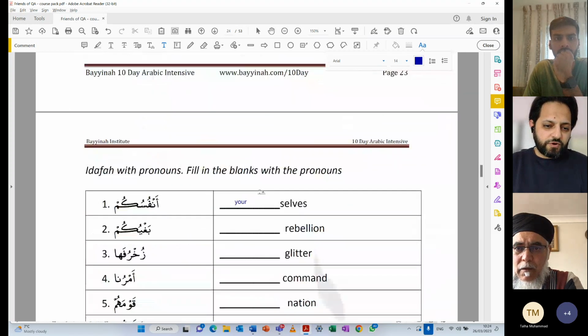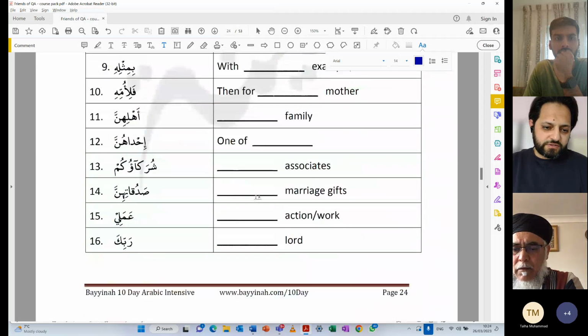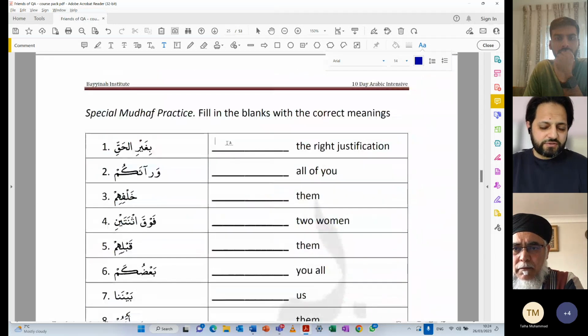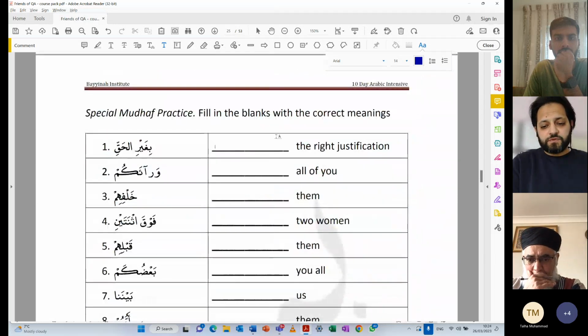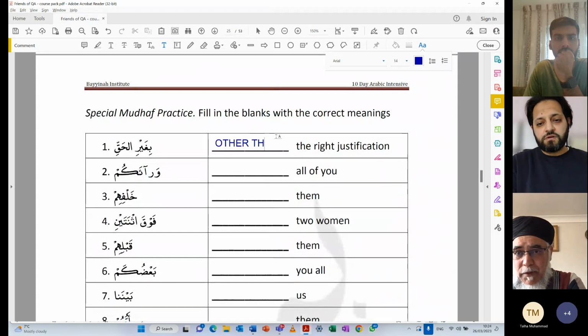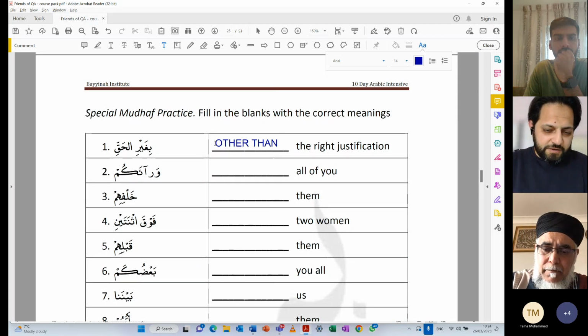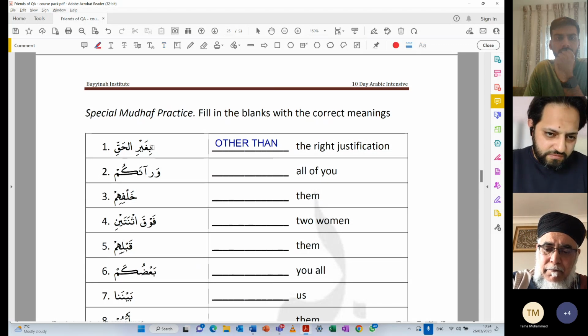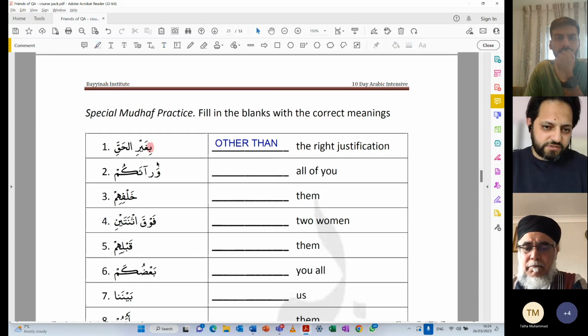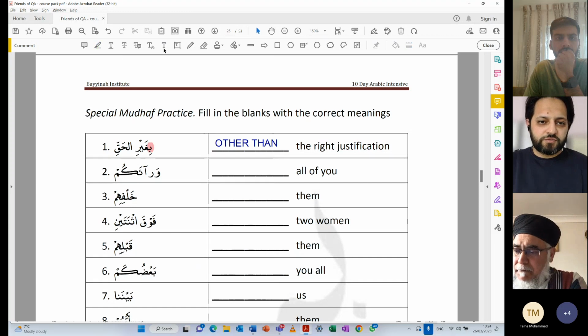I will do a few for you, just so you get the crux of this. They're quite widely used in this. Other than, so you could say other than the right justification, right? That's what we are saying. Now, this statement, if you're confused about the first B, I've intentionally ignored it. Just leave it for now, just for the sake of learning.